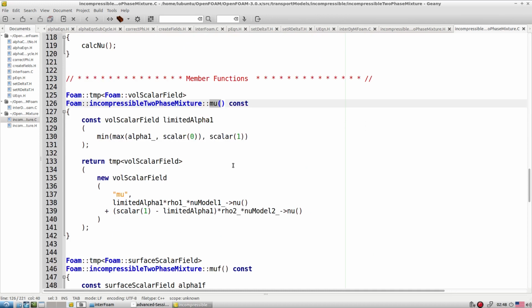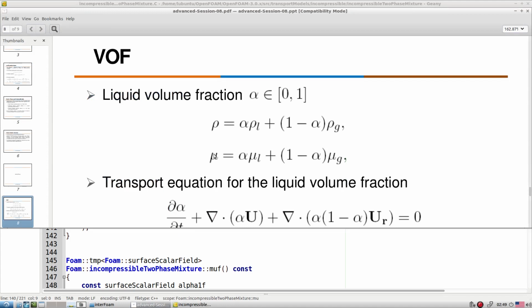So this is the member function. Here we are able to quantify the mu out of it. So we say alpha into rho into nu, so rho into nu gives us the mu. Because in OpenFOAM we work with nu, that's why you find nu here, and the rho of that particular phase. So alpha1 rho1 nu1 plus alpha2, where alpha2 is 1 minus alpha1, into rho2 into nu2. So this is exactly the same equation we are looking at.